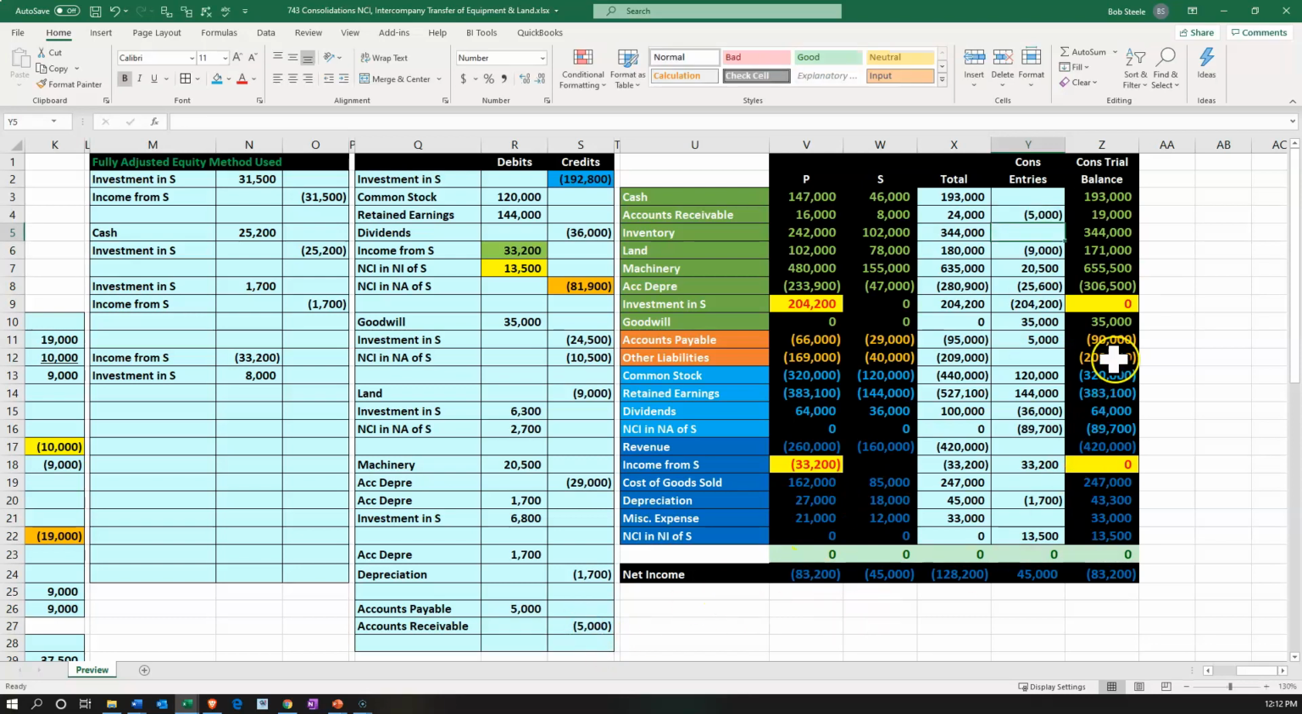And there we have it. So notice we're back down to 0 here. You can see our equity section has been, we basically removed S's equity section. So we are in essence back to the equity section reported by P there. Those are some of the check figures that you can take a look at.